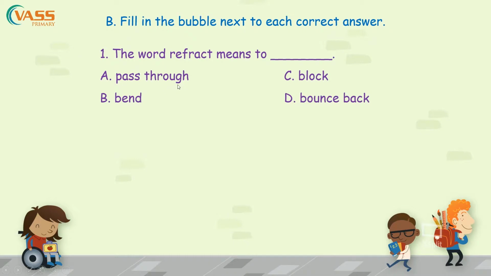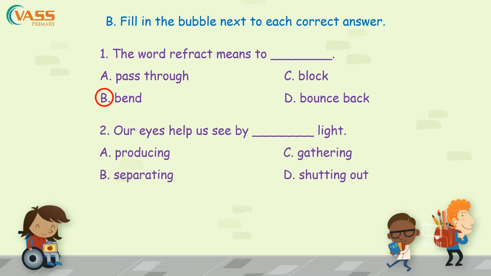A, to pass through, means it goes from one end to the other through an object. Bend means we go from a straight line to a curved line. Block means the light or the object does not pass through at all. And D, to bounce back, means it hits an object and goes back the way it came. Which one do you think is correct? That's right, the word refracts means to bend. Correct.